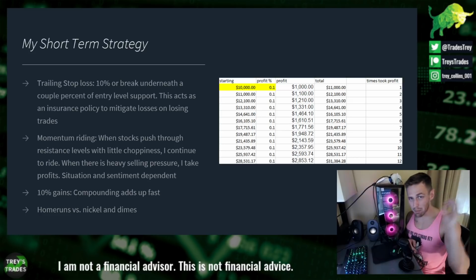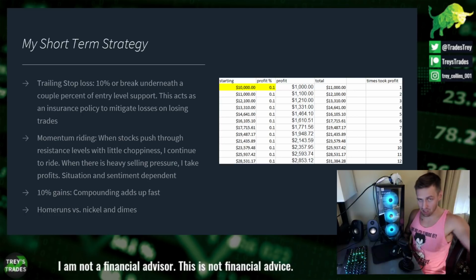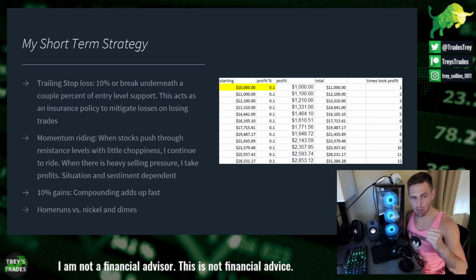You want to ride momentum as well. So when stocks push through resistance levels, which essentially are levels in which the stock was previously price rejected, with little choppiness, I continue to ride. When there is heavy selling pressure, meaning that the price action is not coming smoothly, you're seeing a lot of hard pullbacks, right? I take profits. The situation and sentiment is completely dependent on when you take profits in these situations, right?